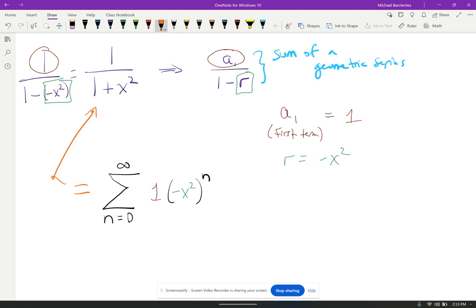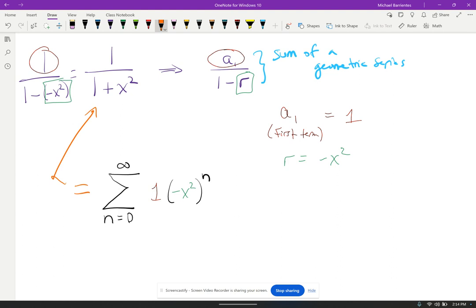Now, what does this sigma look like? We're about to expand this series, but let's just double check. Why did I choose 0? Well, if I substitute 0 into my n, negative x squared to the 0 is going to be 1, times 1 gives me my first term as 1.